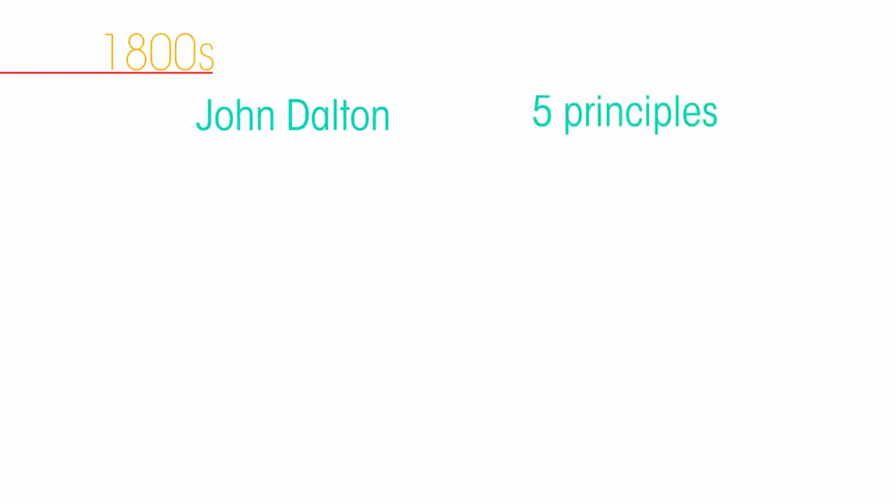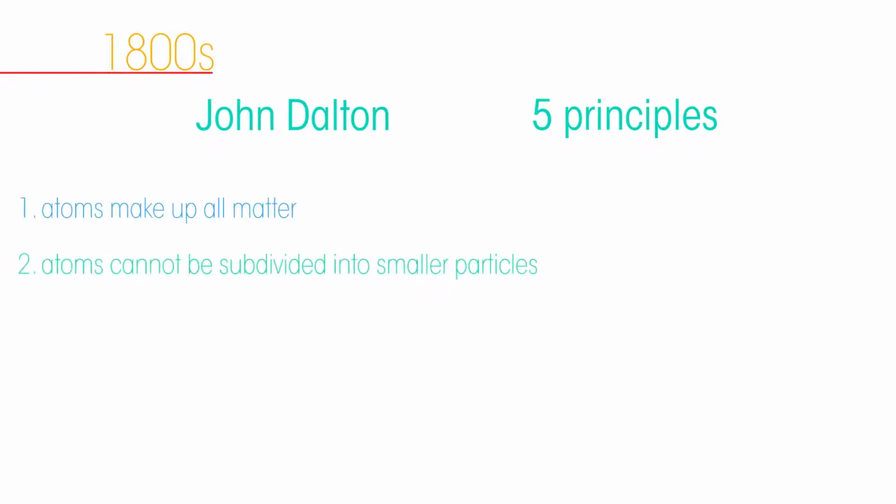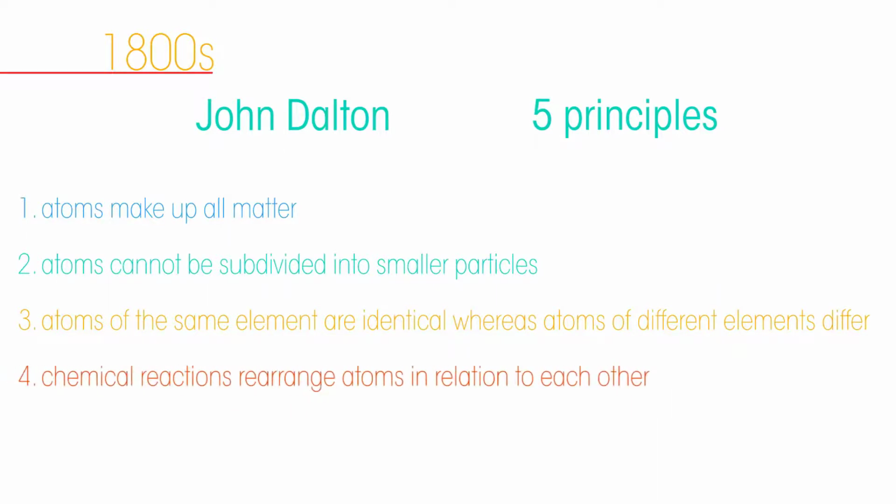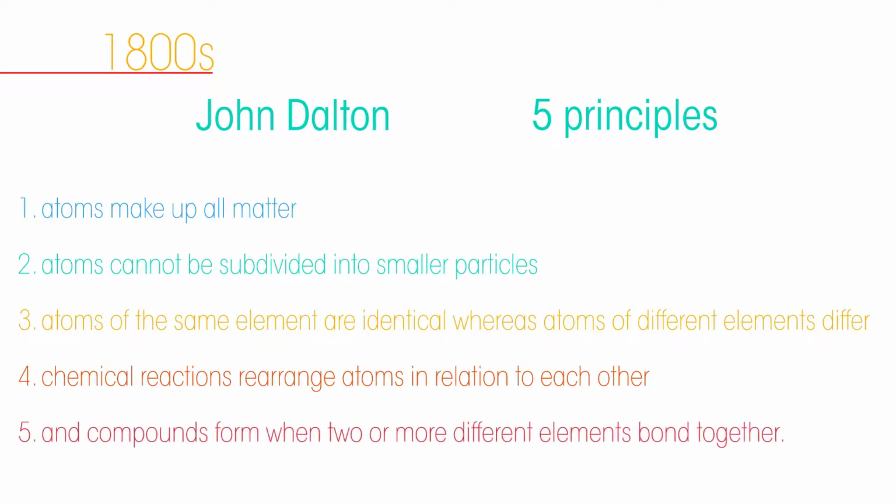The next leap forward in our understanding of atoms came in the 1800s. A man called John Dalton concluded 5 main things from experiments he had been doing. 1. Atoms make up all matter. 2. Atoms cannot be subdivided into smaller particles. 3. Atoms of the same element are identical, whereas atoms of different elements differ. 4. Chemical reactions rearrange atoms in relation to each other, and compounds form when 2 or more different elements bond together.